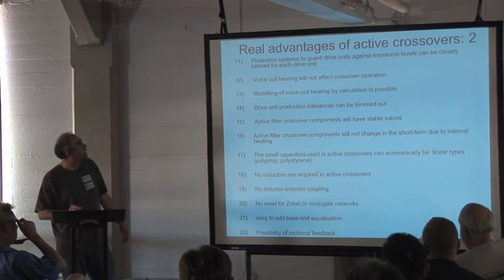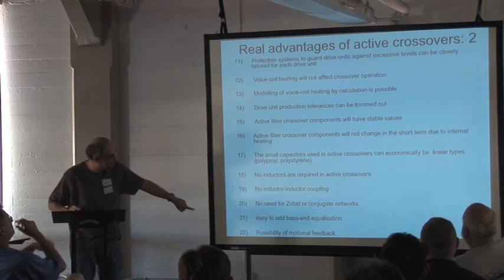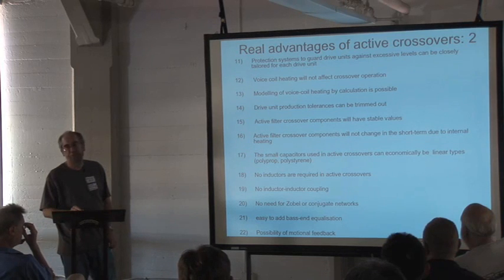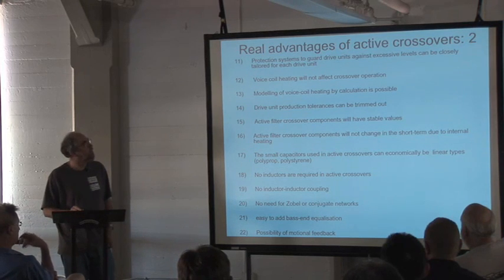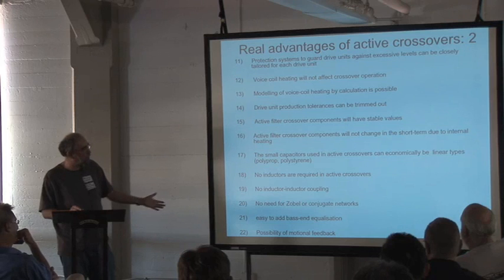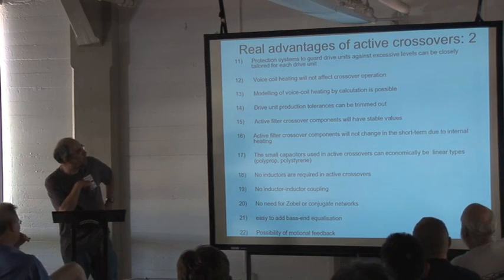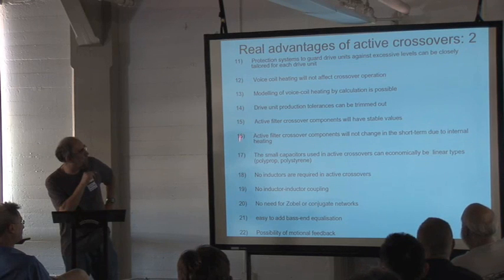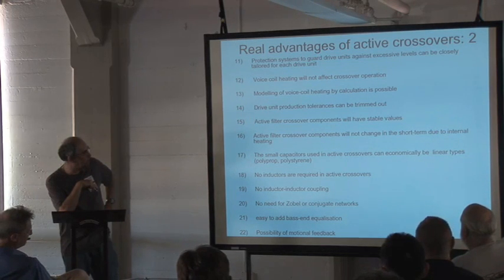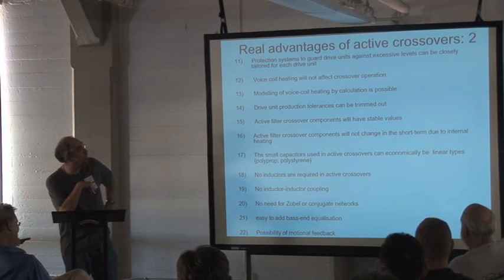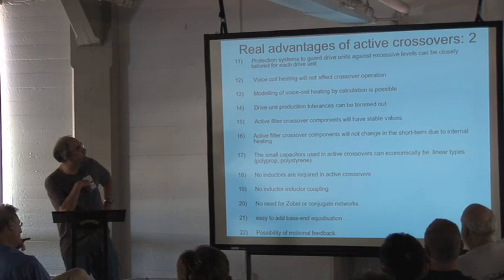Next. Right, this is the second screen of advantages. Now, in a lot of books, you'll see lists of pluses and minuses for active crossovers. I reckon there are 22 real advantages. That's the way I count them up. As I say, once again, I'm not going to go through this lot, but if you look at it, I think you can see they're all fairly serious advantages. Like no inductors, for example, is a big advantage, because they cost a lot of money.